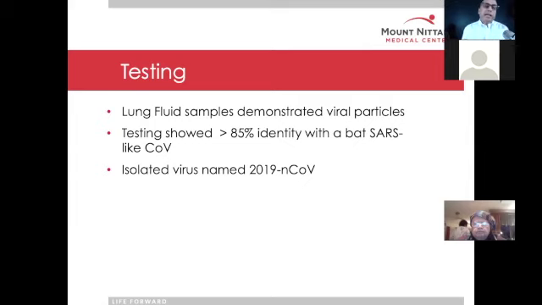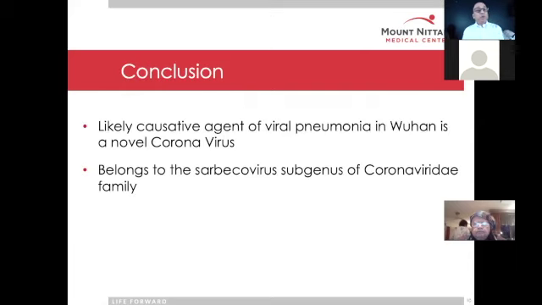And interestingly, testing showed that there was an 85% contiguity, meaning similarity, when you looked at the DNA, with a bat SARS-like CoV virus, indicating that this may be something coming from bats, if you will, an association with bats. And the isolated virus at that time was named the 2019 nCoV. So the conclusion was the likely causative agent of viral pneumonia in Wuhan is a novel coronavirus.